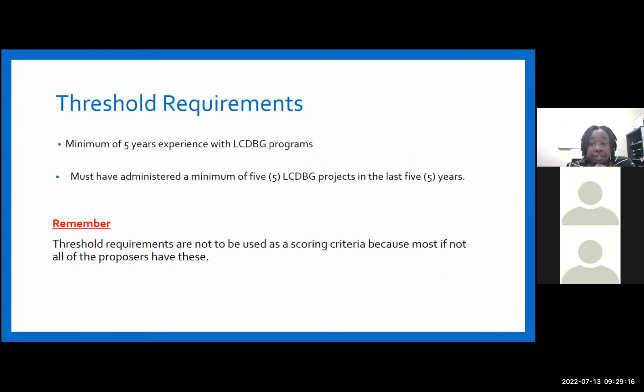So here are our threshold requirements: a minimum of 5 years experience with LCDBG programs, and you must have administered at least 5 LCDBG projects in the last 5 years. Threshold requirements are not used as scoring criteria because almost all proposals have this already. So we're going to use this as a threshold, a minimum, for them to be able to submit a response.